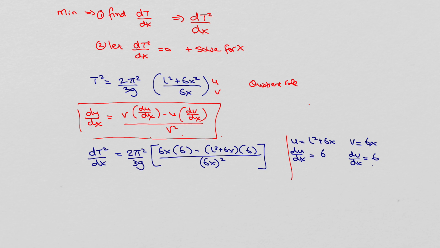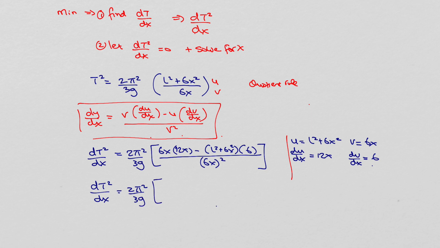So if we simplify the top line there, sorry, I just realized that's L squared plus 6x squared. So that should actually be a 12x. Sorry. So that's v times du dx. So v times du dx. So 6x times 12x minus L squared plus 6x squared times 6, over 6x squared. Okay, grand, sorry. So constant, again, just keep it outside till the end.